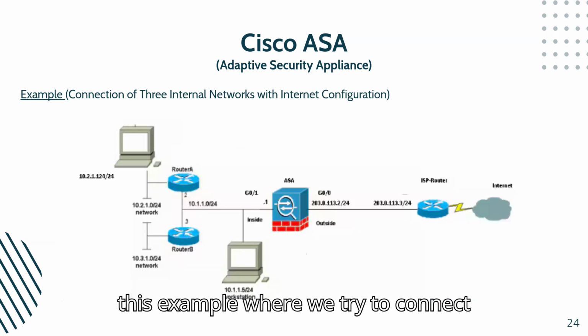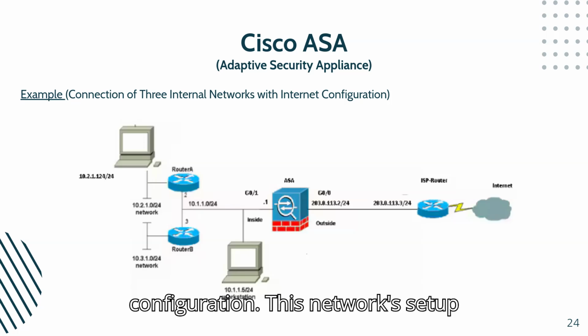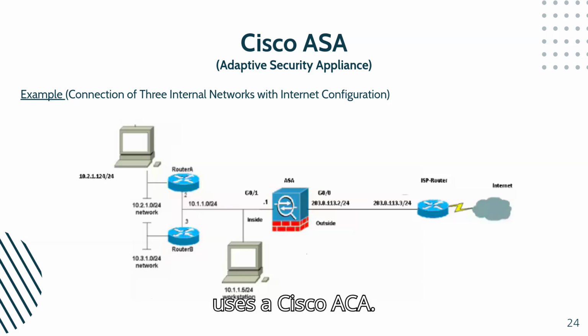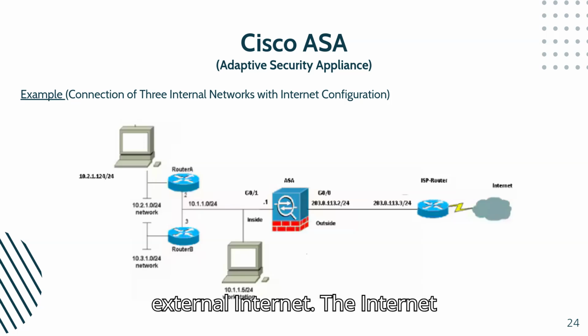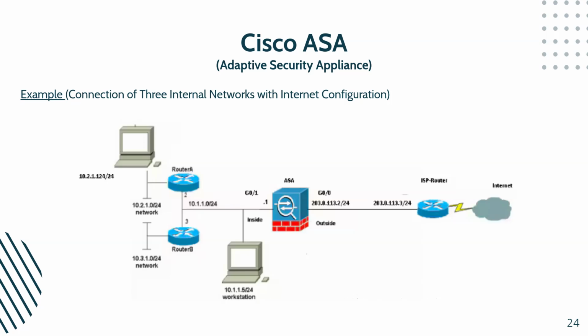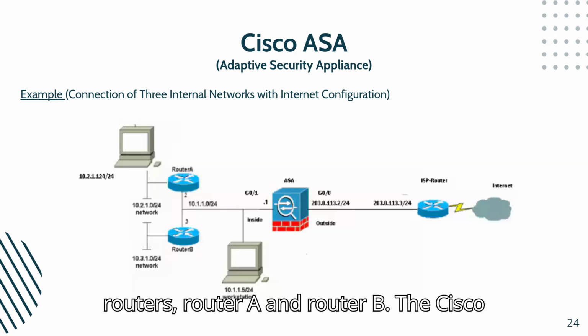So let's see this example where we try to connect three networks with the internet configuration. This network setup uses a Cisco ASA device to serve as a security gateway between the internal network and the external internet. The internal network is represented by the address 10.2.1.0 with a mask of 24. Subnets are interconnected by two routers, router A and router B.